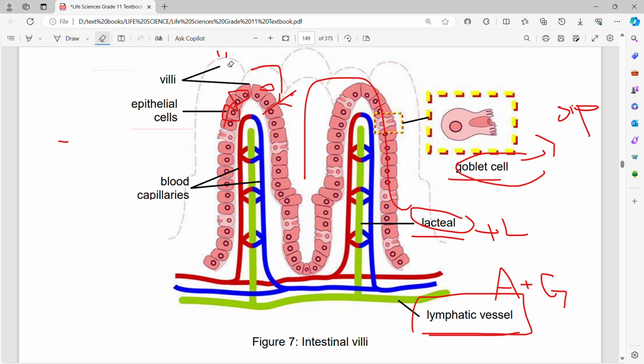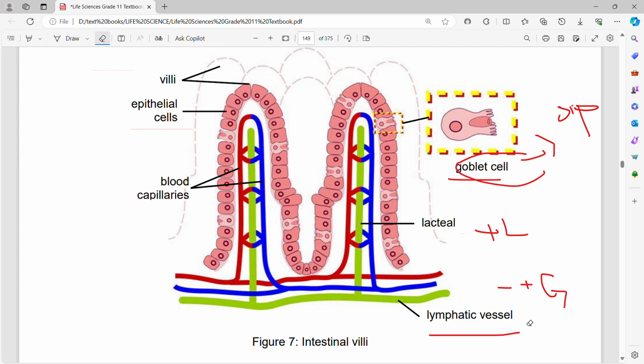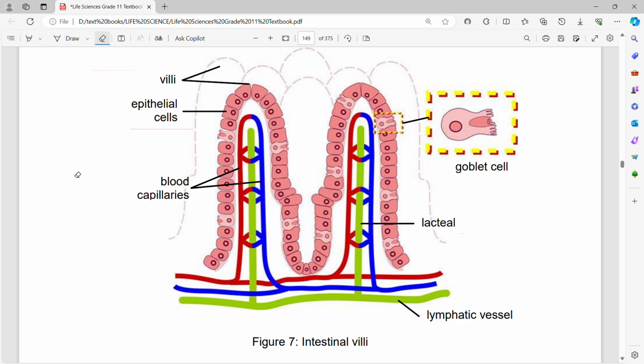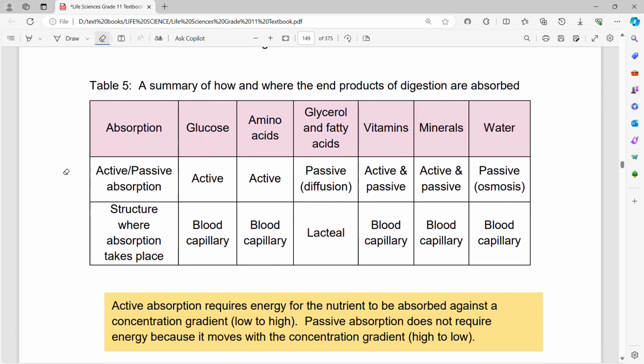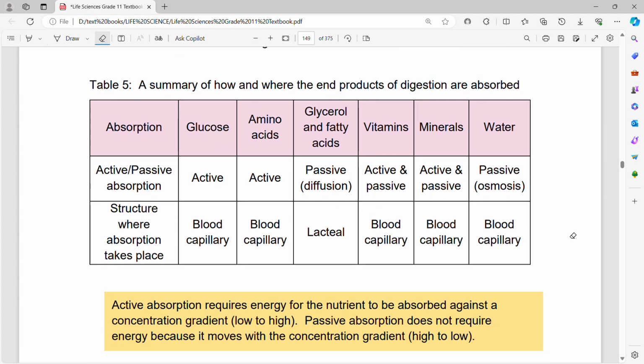Okay, now we will move on so you can have a proper view of the diagram. I'm just going to erase all the extra notes. These notes will be available on Stuvia. Okay, now this is the summary of how and where the end products of digestion are absorbed. So for active and passive absorption, glucose and amino acids are absorbed by the active process.